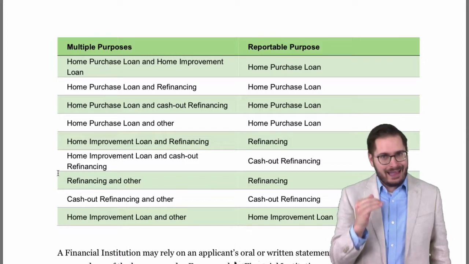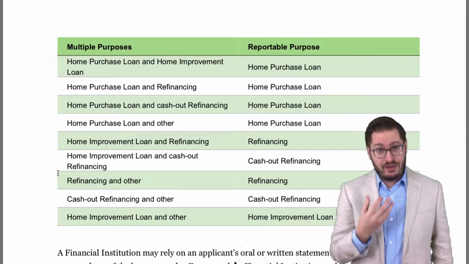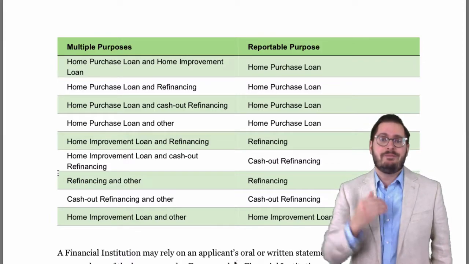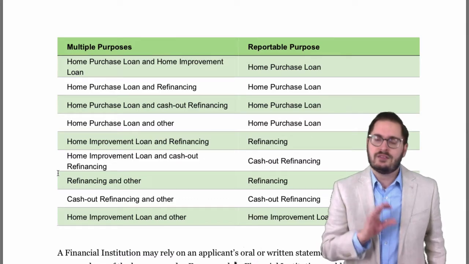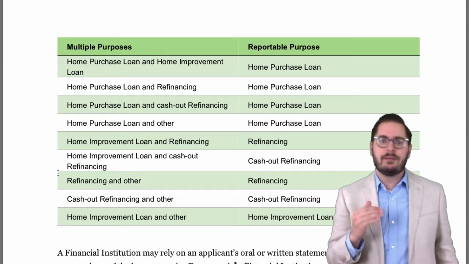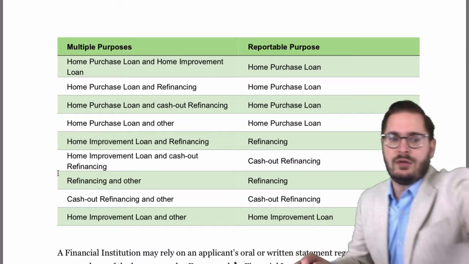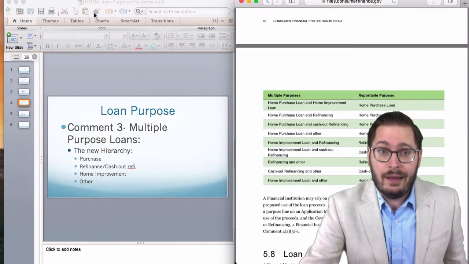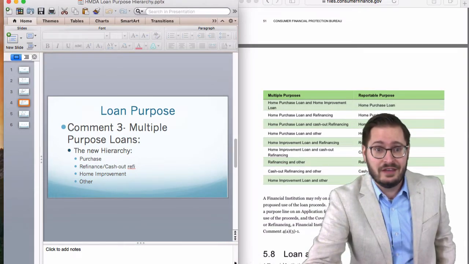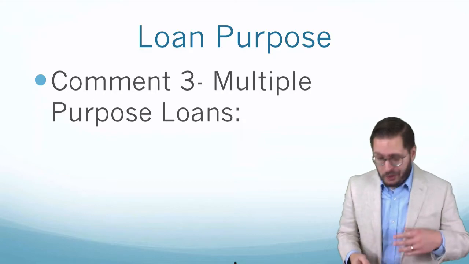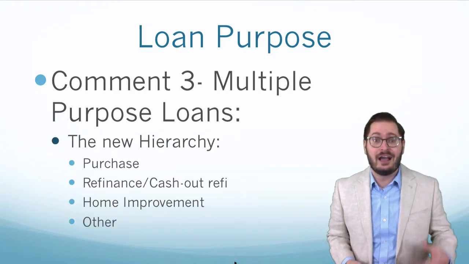You have type A, which is a refinancing with no cash out, which is reported as a refinancing. Then you have type B, which is a cash out refinancing. So that's all one type. And of course, at the bottom of the total pool under all these types is other. So I hope that visual helped you understand the purposes. And back to our slide presentation here. That is the new hierarchy, other is last.